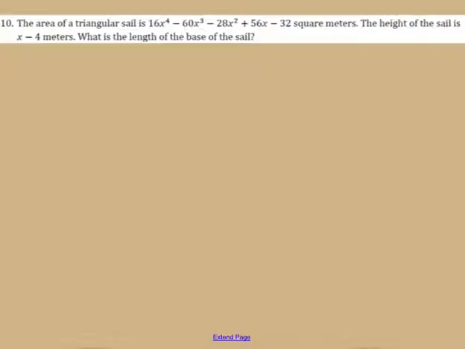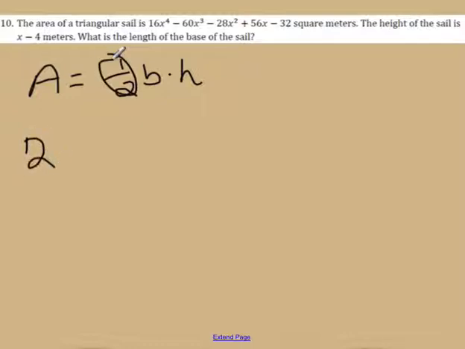So let's go ahead and take a look. For the area of a triangle, you're going to do 1/2 base times height. So what we need to do is figure out the area of the triangular sail. So in order to do that, we know the area, and so in order to get the height or the base of this length of the sail, we need to multiply the area by 2. That'll get rid of the 1/2 and then divide it by h.